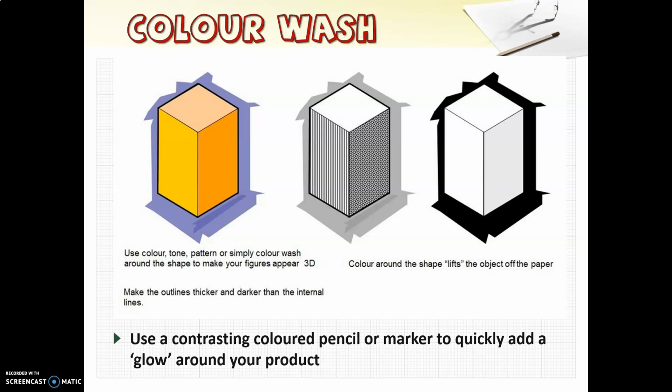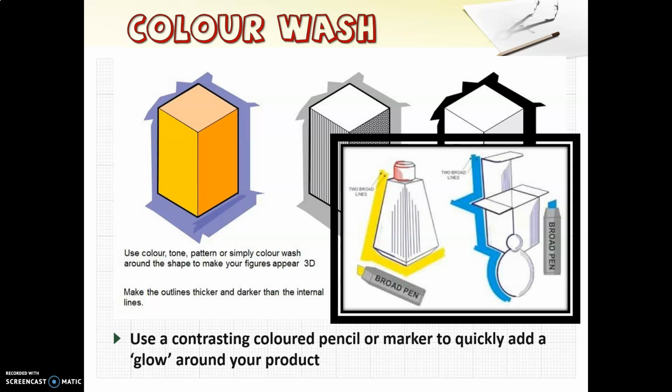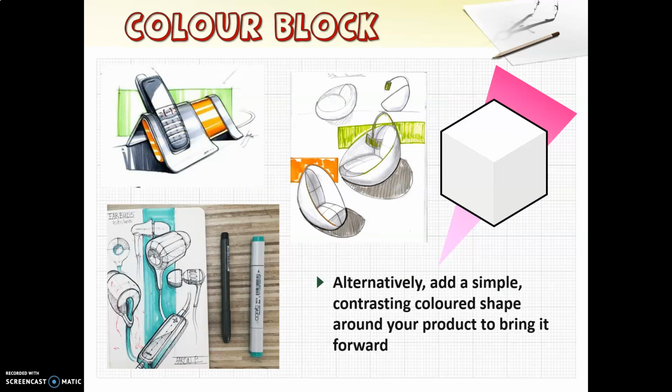Another technique we can use is a colour wash. So it's almost like having a sort of colour aura around the outside of our product, and that really makes it look 3D. It sort of throws it at you, it makes it jump forward, it sort of lifts it off the paper. And you can see there's some really effective ones there.